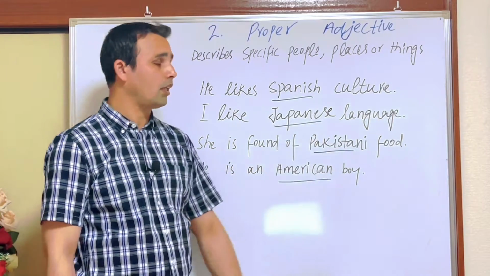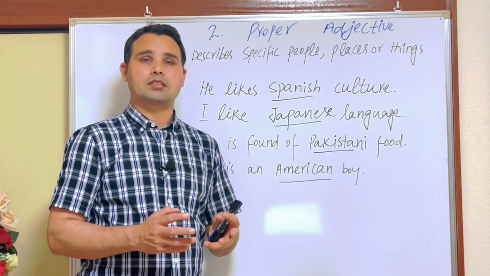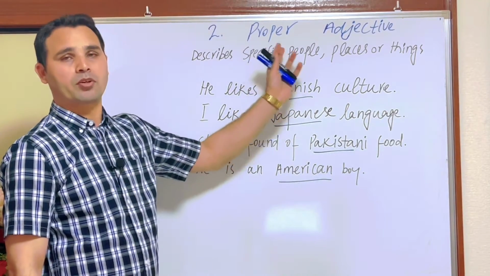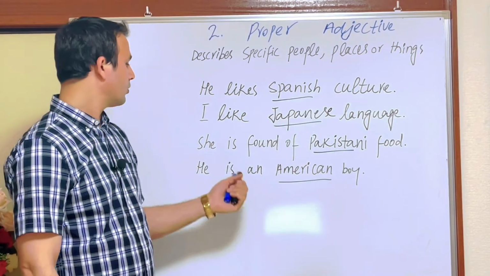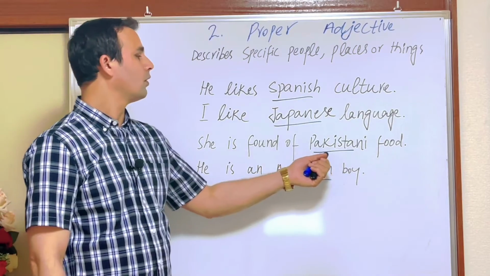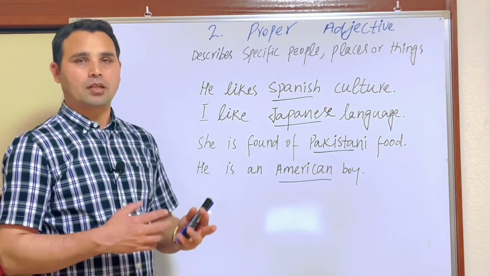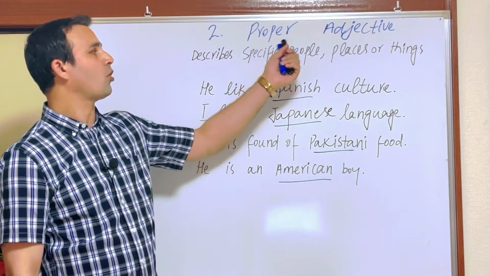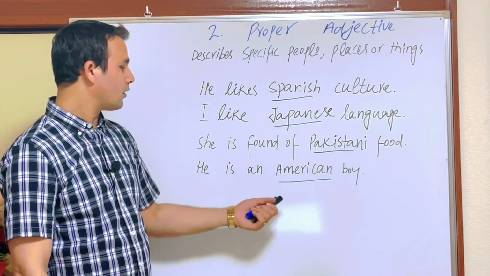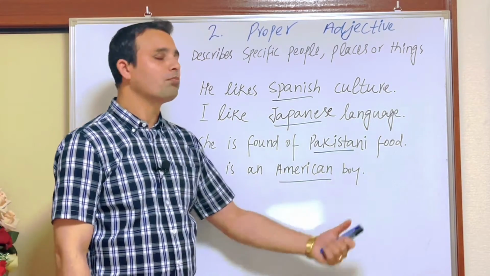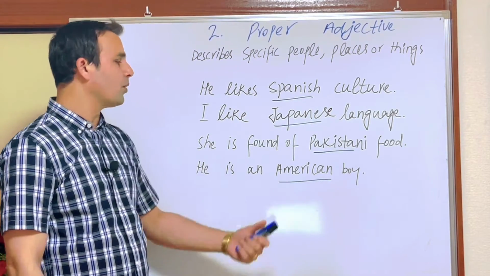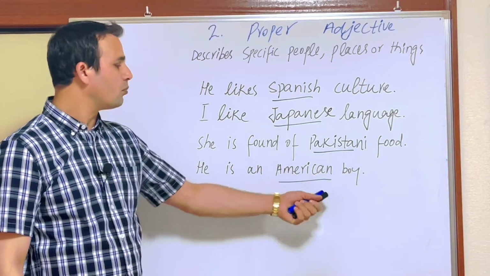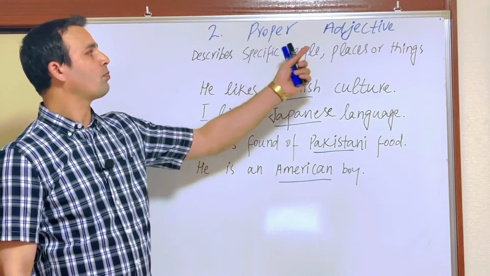I like Japanese language. Language is just a common noun, but if you add Japanese language, it will become a proper adjective. She is fond of Pakistani food. Food is a common noun, but if we add Pakistani food, it will become a proper adjective. And the last example is he is an American boy. If you say only he is a boy, there is a common noun, only a common sentence. But if you add American boy, it will become a proper adjective.